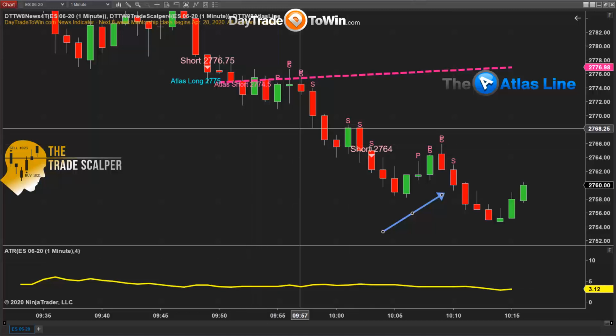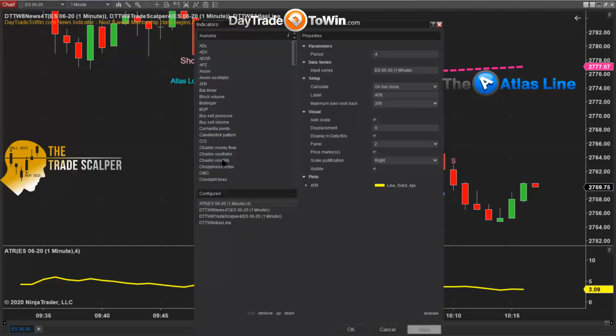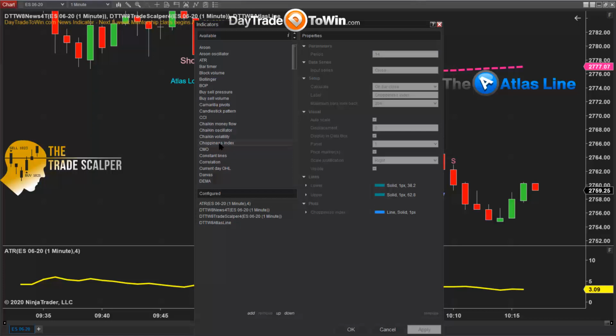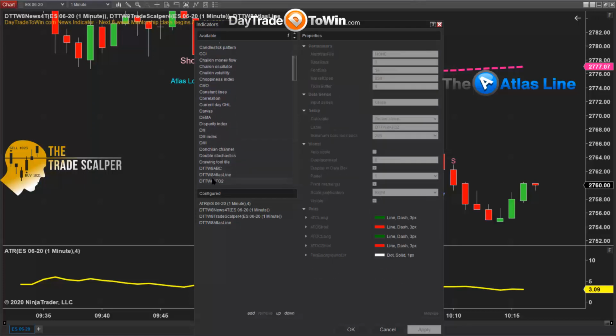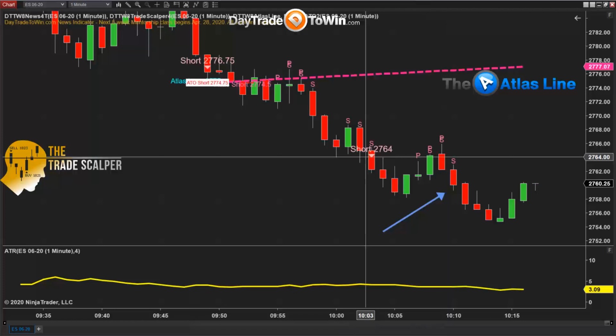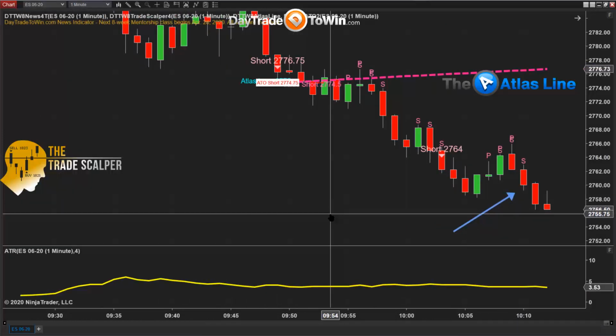Now let's take a look at the open method. If I add the at the open strategy here, we're going to see the signals. Like I said, I have not seen these signals for today as of yet. Once we see these signals, we'll move on to teaching you something.